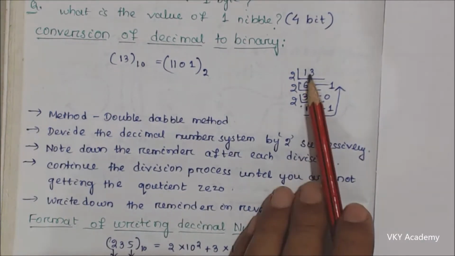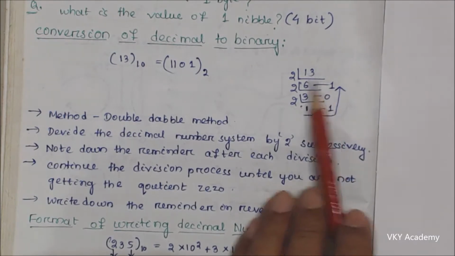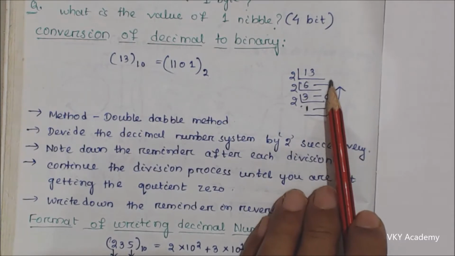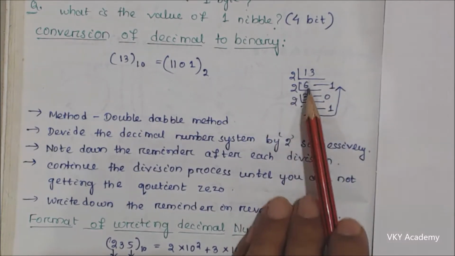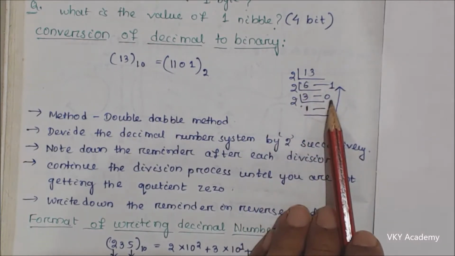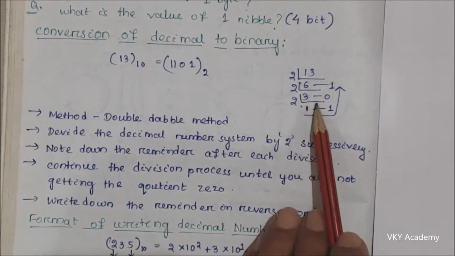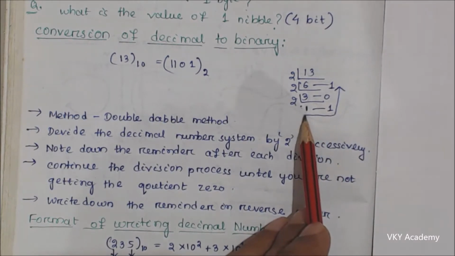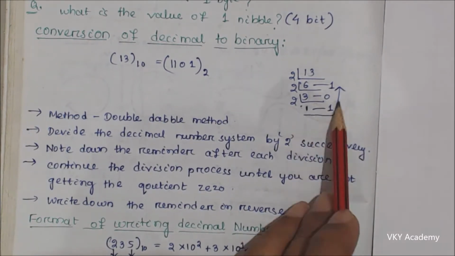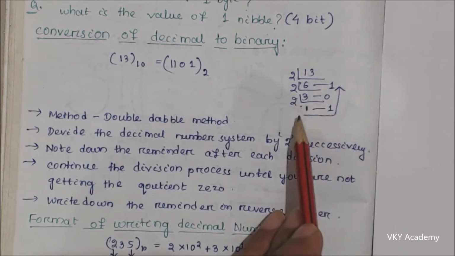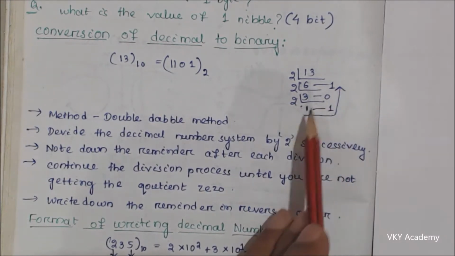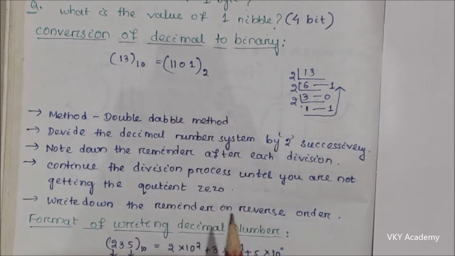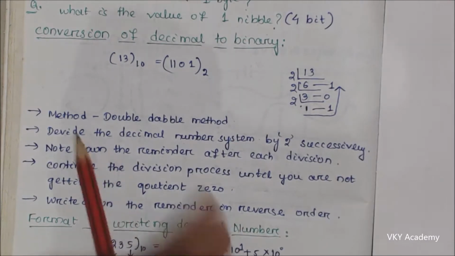As you can see, the decimal number 13 is divided by 2. So 2 sixes are 12, the remainder is 1. 2 threes are 6, the remainder is 0. 2 ones are 2, the remainder is 1. Now what I have to do is write down the number from bottom to top. I need to read this number from bottom to top, and the value is 1101. 1101 is my binary number. Okay, so this is a small example.